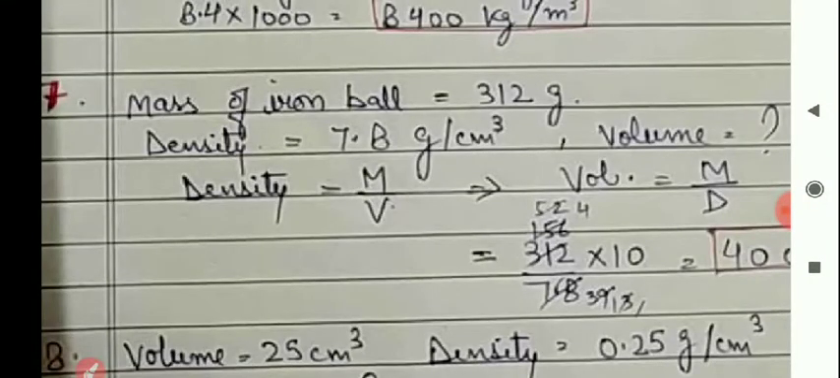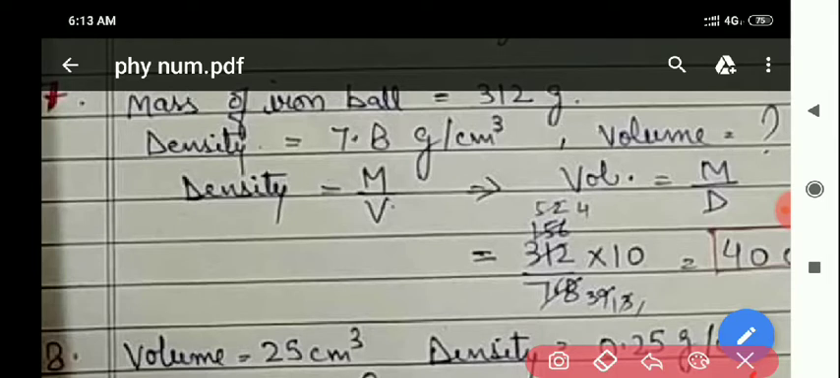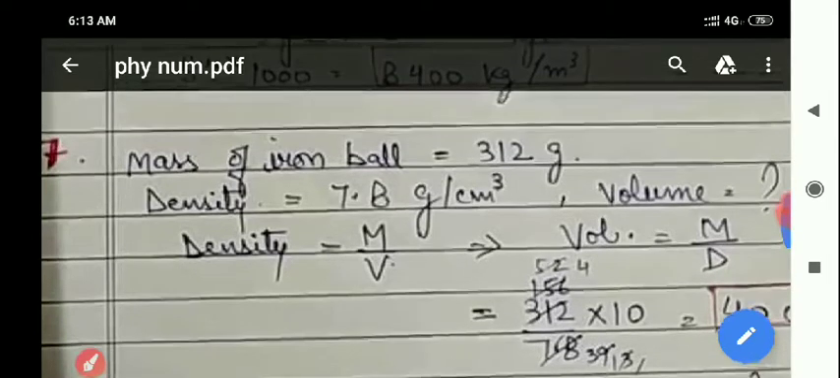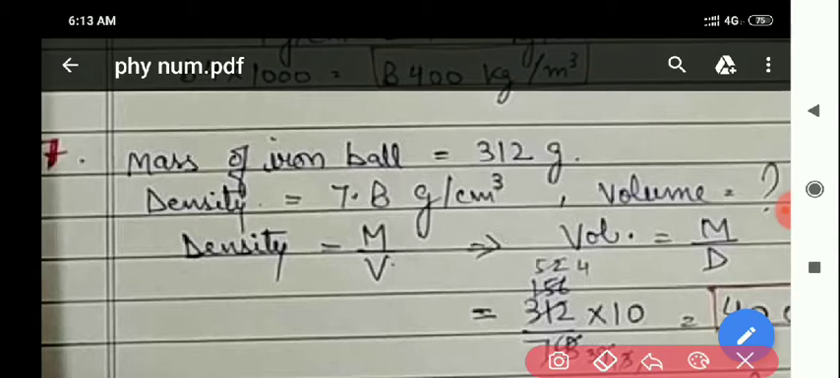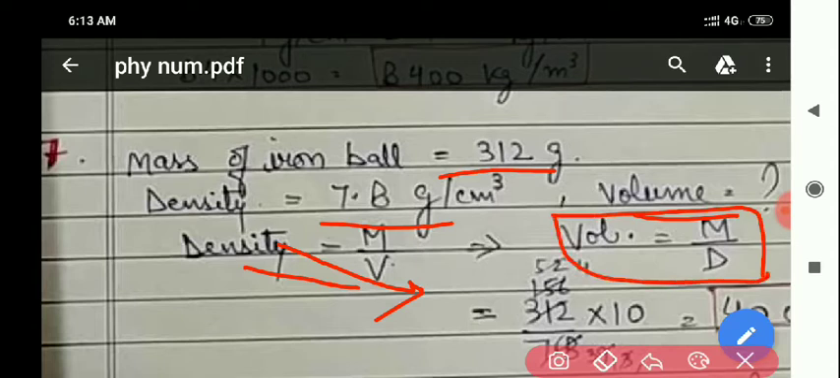See, here it is given. Mass of iron ball is equals to 312 gram. Density is given 7.8 gram per centimeter cube, and we have to calculate the volume. See, what is the formula for density? Mass upon volume. And what is the formula for calculating volume? We just shift volume this side and density will move to denominator side. So volume equals to mass upon density.